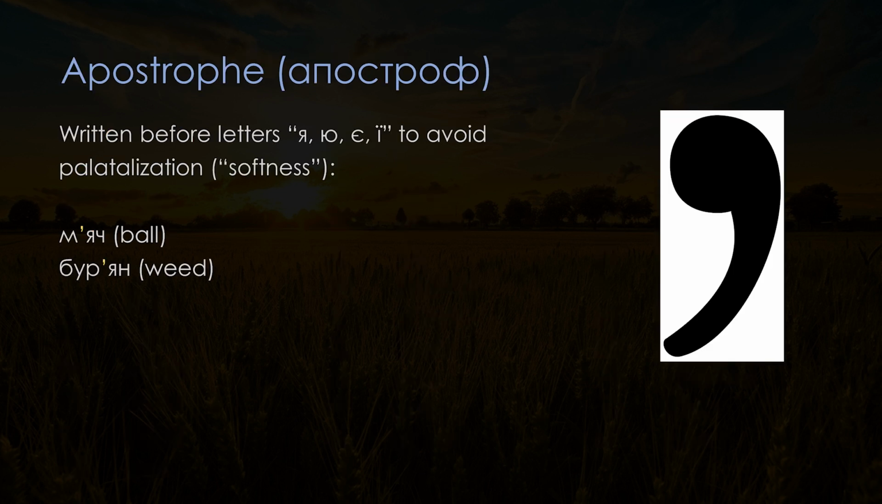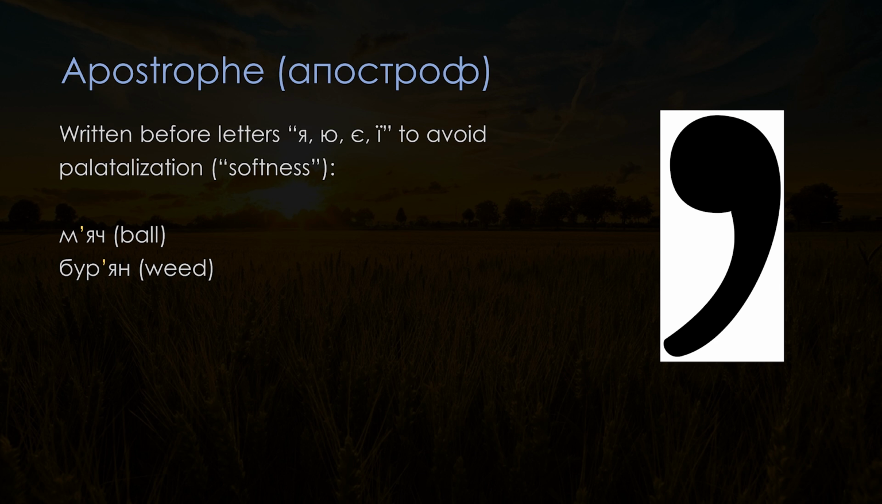There is one more graphic sign that isn't part of the alphabet. The apostrophe. It doesn't represent a sound, but is used in Ukrainian to separate vowels that begin with the sound y. Like, for example, ya, ye, yi, and yu. There are just four sounds that have the sound y. The apostrophe prevents palatalization, or, in other words, as we discussed, softness of the previous consonant.